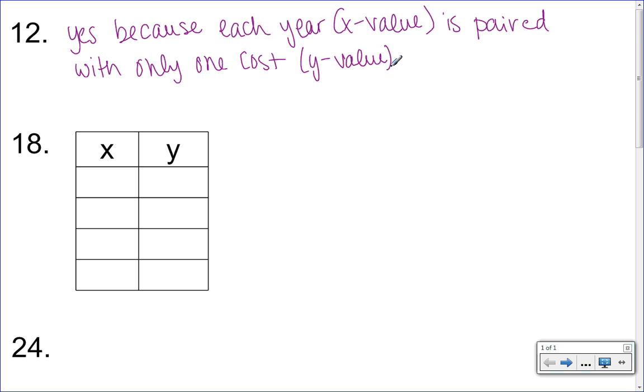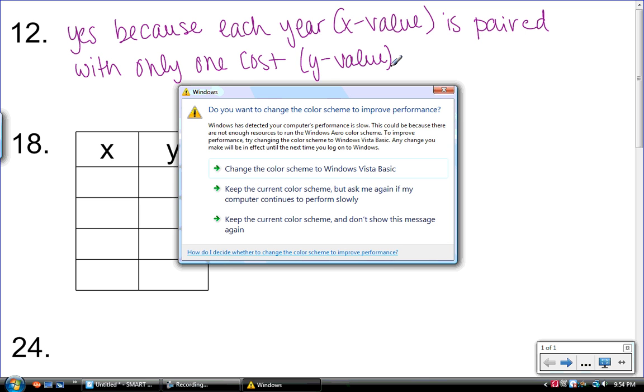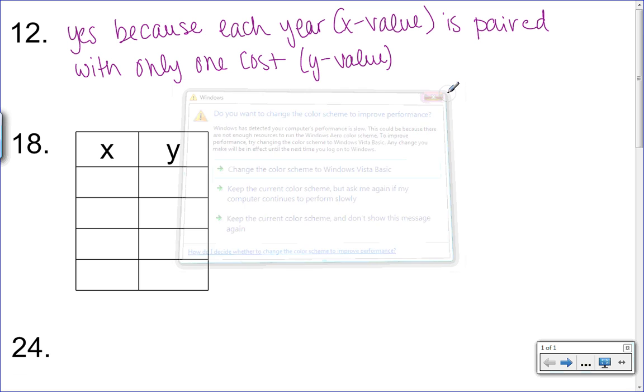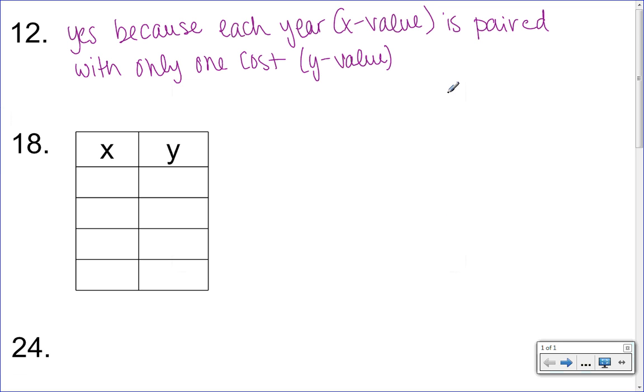Okay, so let's go into number 18. The directions for 18 say to find 4 solutions of each equation. Write the solutions as ordered pairs. And for 18, the equation is y equals 4x. Okay, and you can pick any 4 numbers that you want for x. I'm just going to use 1, 2, 3, and 4. And we'll substitute those values into this equation for x and figure out what y is.